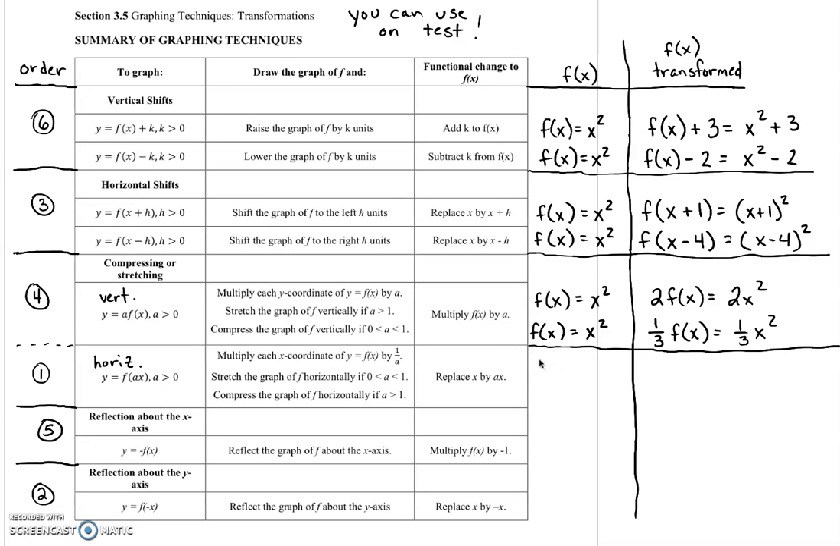Okay, so there's our vertical stretch and compression. Our horizontal stretch is multiplying by a proper fraction inside. So we would have f of, say, 1/2 x, which would equal the quantity 1/2 x squared. And then for a horizontal compression, it's the same thing, but we use a number bigger than 1.